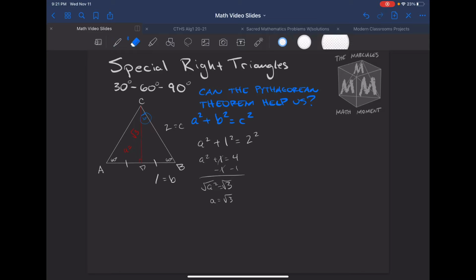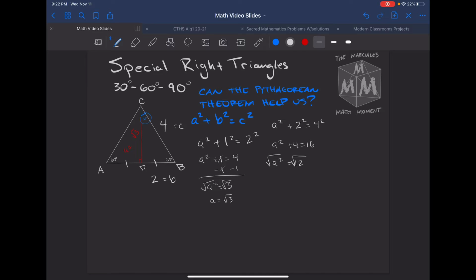But what if I change the length of this hypotenuse here? Let's say our equilateral triangle had side lengths of 4. Well, that would mean DB is 2 because it's half of AB. AB equals CB. But what's the height now of this new triangle? Well, let's plug in our values and solve. a squared plus b squared, which is 2 squared, equals c squared, which is 4 squared. So I get a squared plus 4 equals 16. And I get a squared equals 12 by moving the 4 to the other side using subtraction.